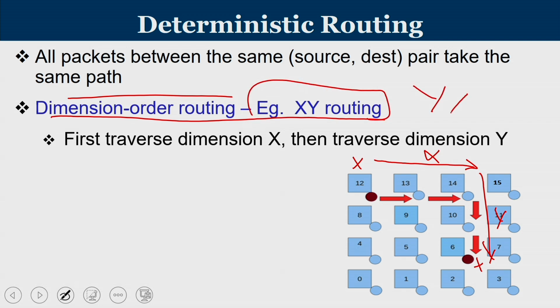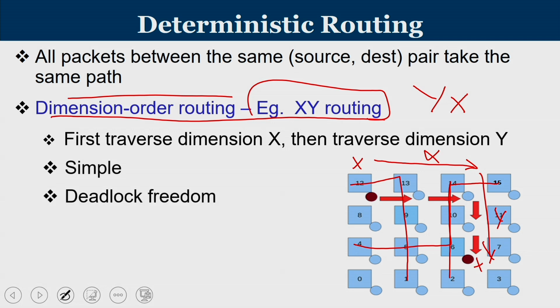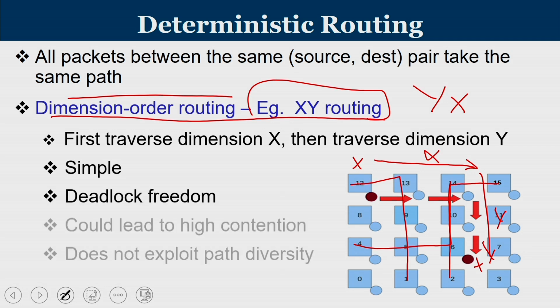Similarly, all routers can follow yx routing also. So, if we have a packet from 12 to 1, this is the path, x and y. If a packet is there from 4 to 14, this is the path. Similarly, if a packet is travelling from 15 all the way to its destination, this is the path, xy routing. It is the simplest approach. It ensures deadlock freedom, but the problem is every packet is travelling through the same path. So, that could lead to high contention. It does not exploit path diversity.